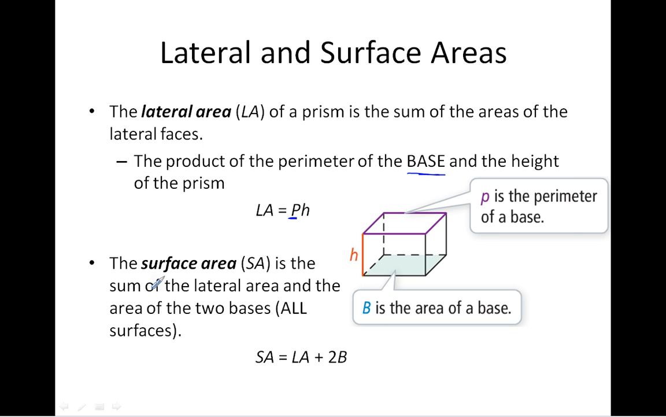This helps us find the surface area, because in order to find the surface area, what we're basically doing is adding up all of the sides, all of the figures. So we're going to have the lateral area plus 2 of the bases, because if this is a base, then this top is also a base. So we have 2 of those bases, and then the sides are our lateral area. So we have to add all of that together to get surface area.